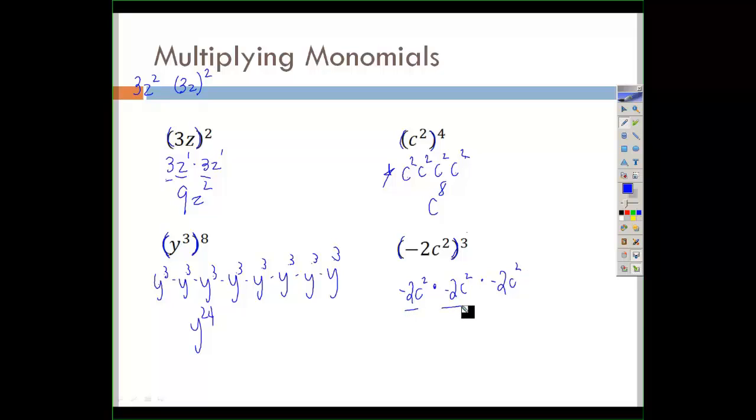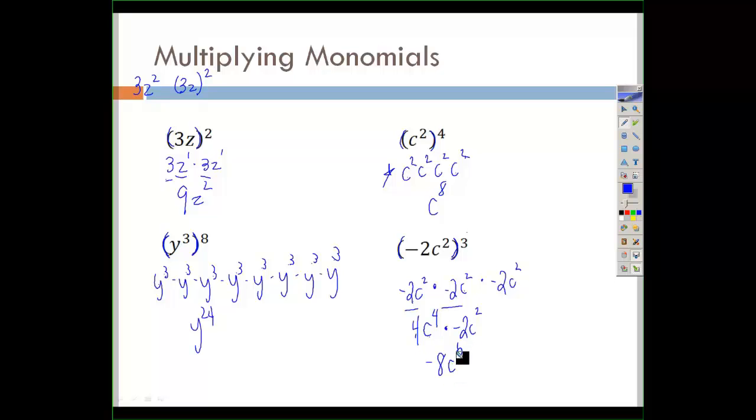Let's just start simple. Negative 2 times negative 2 is positive 4. C squared times c squared is c to the 4th. We're doing all the rules we learned yesterday, but we still have this times negative 2c squared. So now we're doing the same thing again. 4 times negative 2 is negative 8. C to the 4th times c squared is c to the 6th.